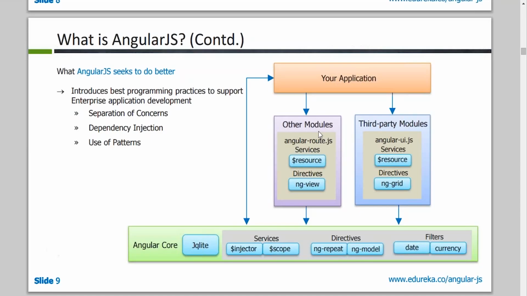Now, what are these services, directives, and filters? Services are basically the inbuilt services within Angular, which are $injector and $scope. We'll talk about that in detail. Directives help you manipulate and extend your DOM. Filters help you format your data. That's as simple as that. That's your core of AngularJS. You can write your applications on top of this AngularJS core and AngularJS file and go ahead, extend your DOM or create your own services or create your own functionality for the client side, and that encompasses your whole application.